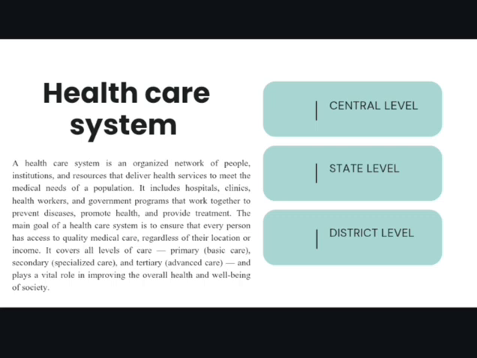A healthcare system is an organized network of people, institutions, and resources that deliver health services to meet the medical needs of a population. It includes hospitals, clinics, health workers and government programs that work together to prevent diseases, promote health and provide treatment. The main goal of a healthcare system is to ensure that every person has access to quality medical care regardless of their location or income.